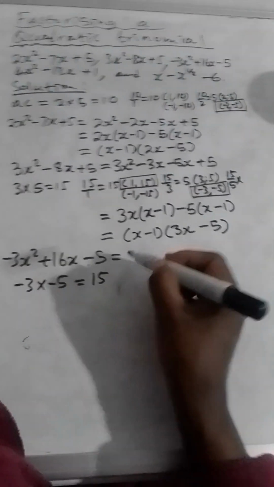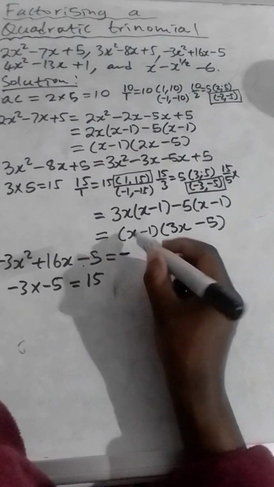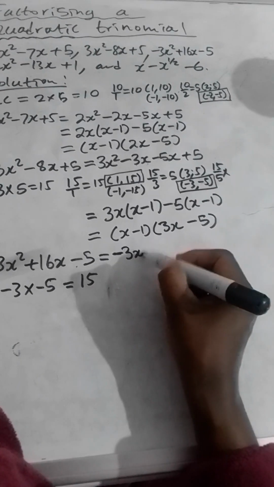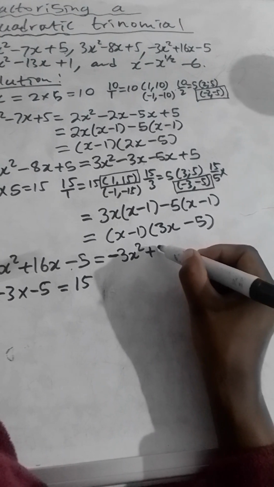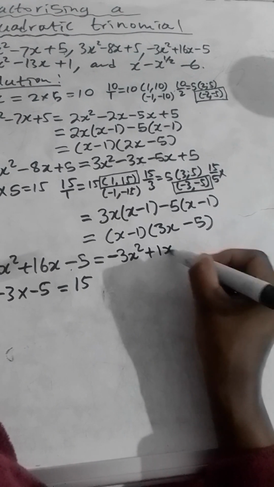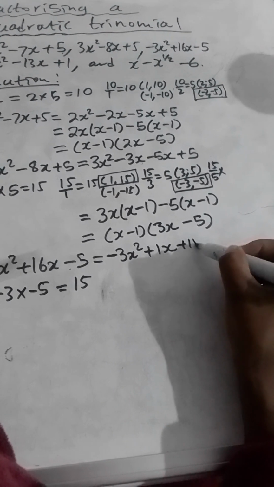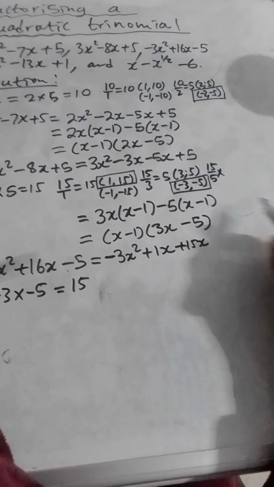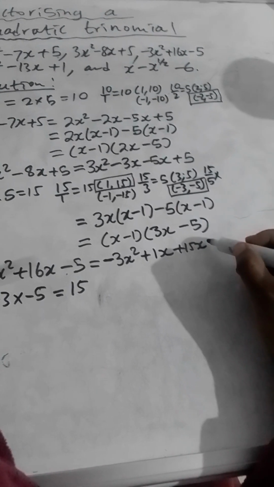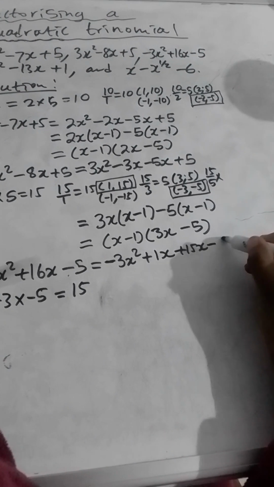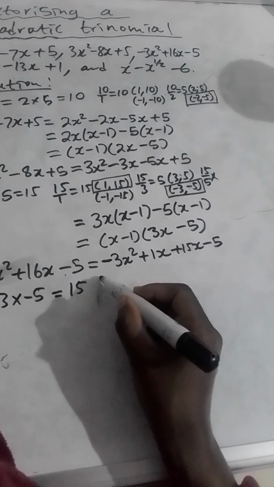So we have the first step. Then in the second step, we split the middle term in terms of those factors we found. So we're going to have plus 1x plus 15x. You don't have to write the 1, you can just have x, but sometimes I like to write the 1 for those who are new to this method. It's minus 5.